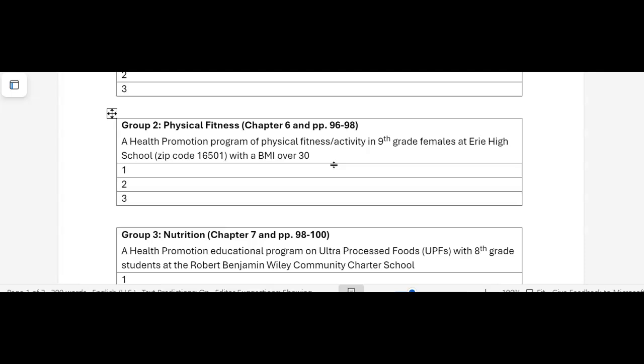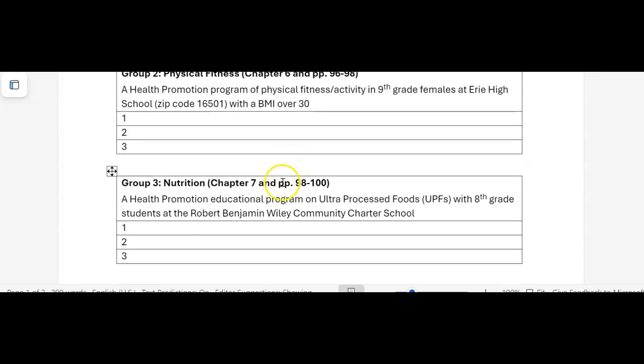You're going to be developing them, looking at the hard work that's involved when someone goes forward with developing a health promotion program, but how needed that is going to be. So if you're interested in working with 9th grade females at a high school who are overweight, this is a BMI that's actually considered obese, that might be what you want to sign up for.